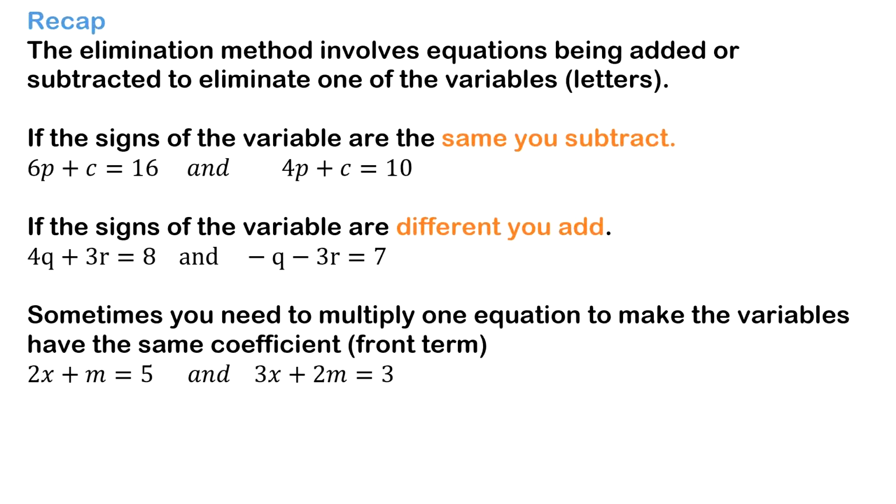Now, sometimes remember you need to multiply one of the equations to make the variables have the same coefficient, that front term. So that was our last example where we had to multiply one of the equations by 2 to get to 2m.